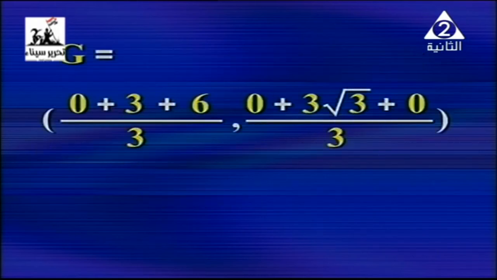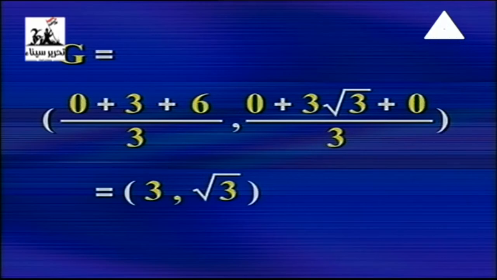Then by using the point of concurrence, we find the sum of all x over 3 and the sum of the y coordinates over 3. (0 plus 3 plus 6) over 3 is the x coordinate; (0 plus 3 root 3 plus 0) over 3 is the y coordinate. This point is (3, root 3): 3 is the x coordinate, and the y coordinate equals root 3. This is the point of concurrence of the medians of triangle ABC.